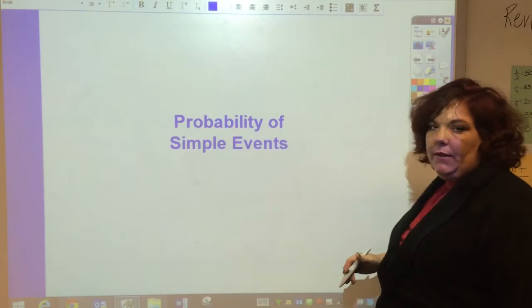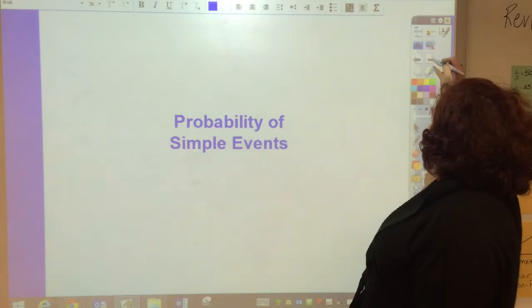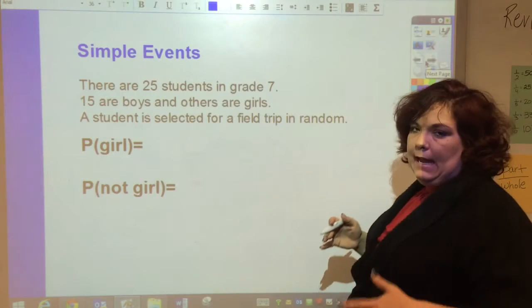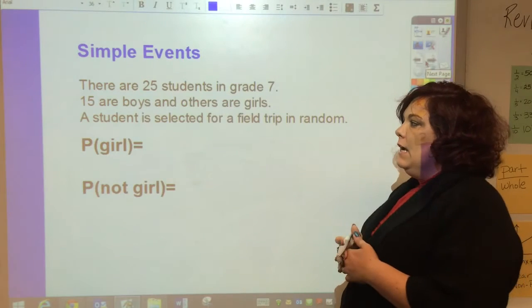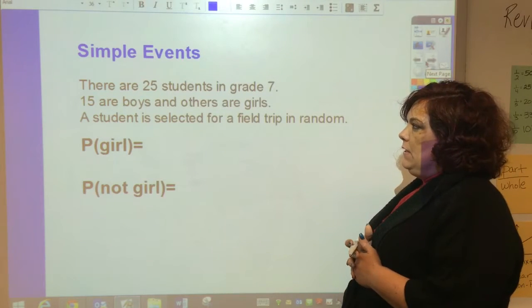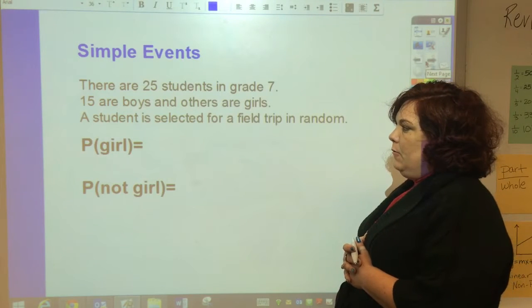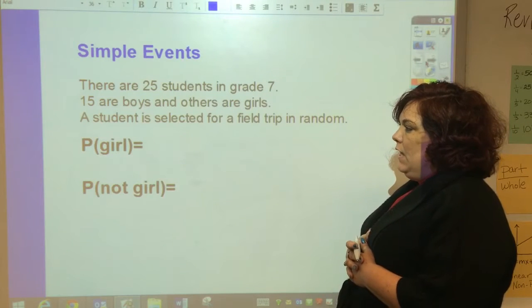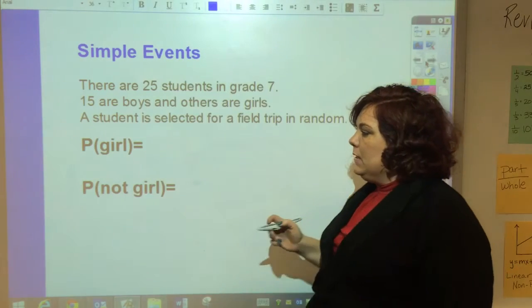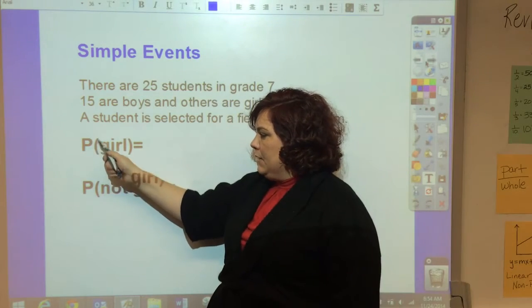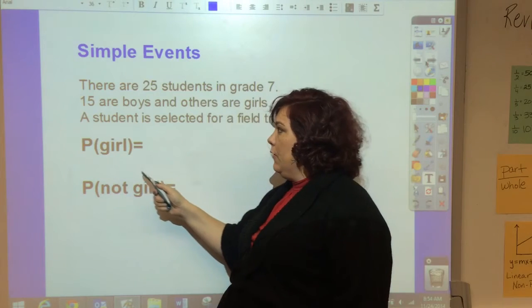This is the probability of simple events. This is that one thing is going to happen and that you understand the probability of that. There are 25 students in grade 7, 15 are boys and the other are girls. A student is represented for a field trip at random. What is the probability? This P outside of girl means the probability of girl.